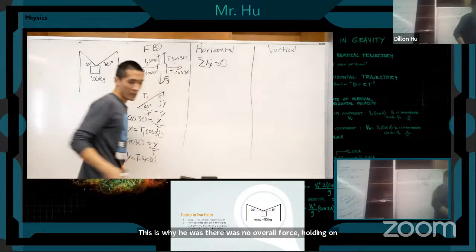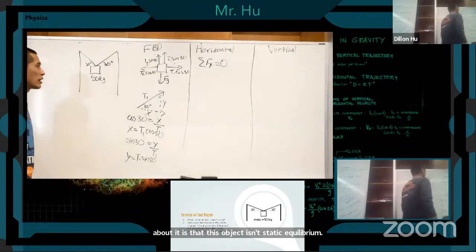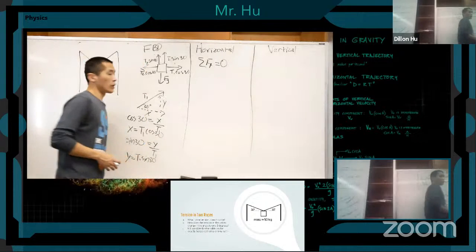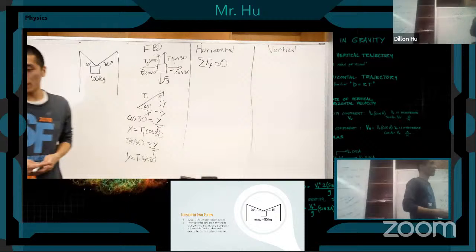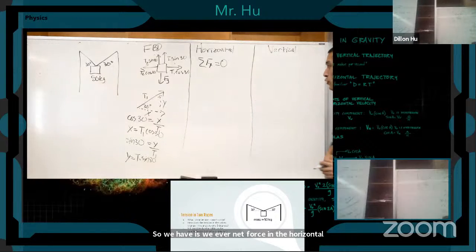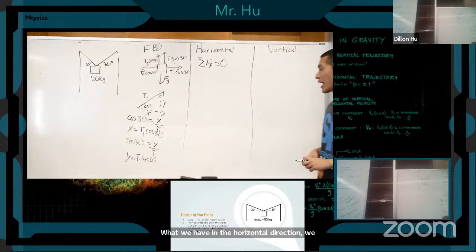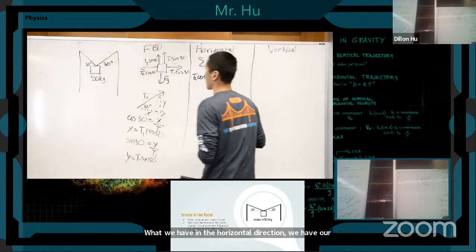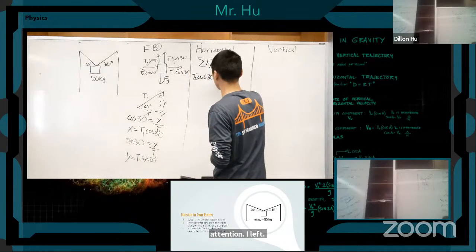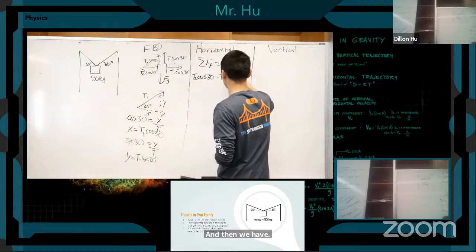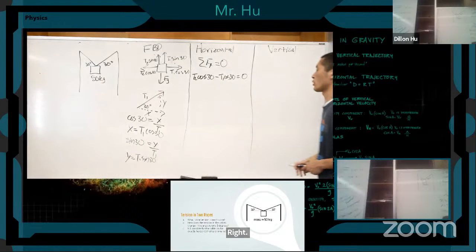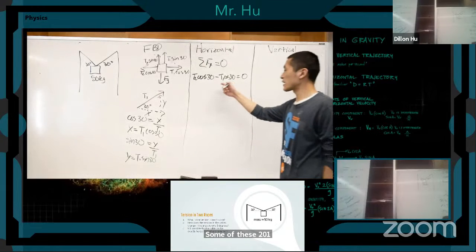Another way of thinking about it is that this object is in static equilibrium because it's not moving. When something is in equilibrium, the net force is 0. So the net force in the horizontal direction is going to equal 0. What forces do we have in the horizontal direction? We have our tension going left, and then we have our tension going right. The sum of these two is going to equal 0. One of them is negative because one of them is going the other direction, essentially.